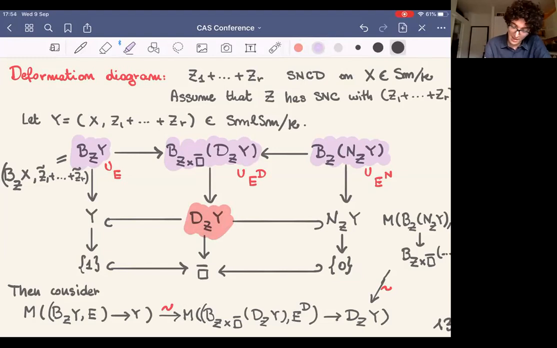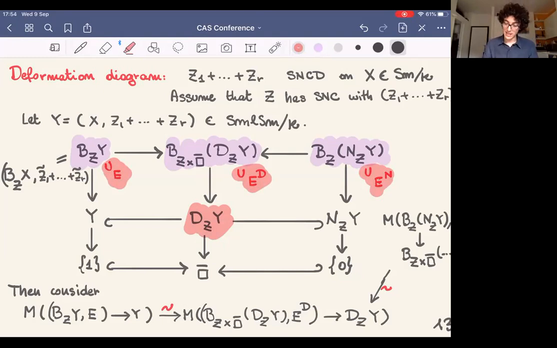So far, so good. But on top of that, instead of considering z and the normal bundle of z, you consider the blow up of y at z. So this B_Z X with exceptional divisor as a log structure, and you add this exceptional guy, E is the exceptional divisor. And same thing in the middle, you take the blow up of z times A1 in D_Z Y, and you have an exceptional divisor. And here you take the blow up of z in the normal bundle, the zero section, and you take the exceptional divisor.